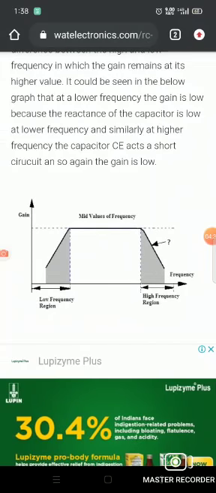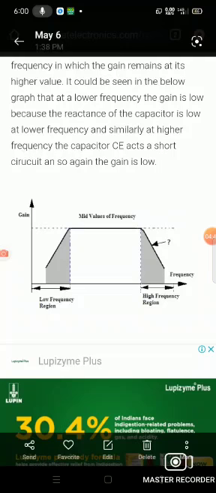And at the higher frequency region the response goes from maximum to minimum, that is from higher amplitude to lower amplitude, as the frequency increases more and more. This is due to the capacitor action at higher frequencies: the capacitive reactance is low and the capacitor acts as a short circuit. So the gain is less.